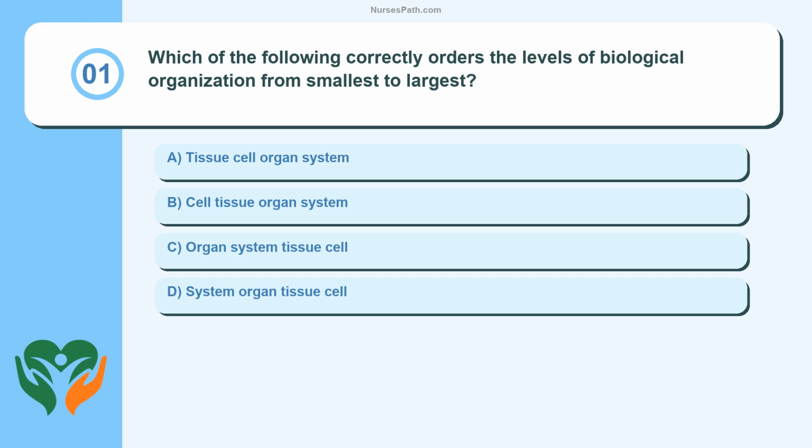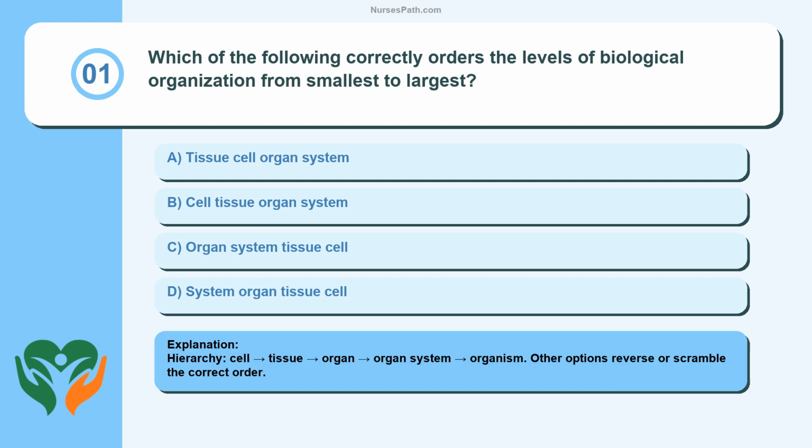Question 1. Which of the following correctly orders the levels of biological organization from smallest to largest? Tissue, cell, organ, system. Cell, tissue, organ, system. Organ, system, tissue, cell. System, organ, tissue, cell. Hierarchy: cell, tissue, organ, system, organism. Other options reverse or scramble the correct order.